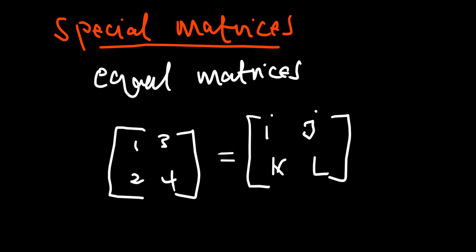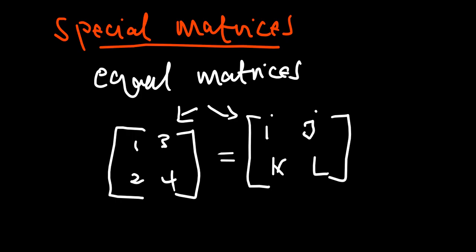By the nature that these two matrices are equal, it means they have the same entries and they are of the same order. So two things: they have to be of the same order and they have to contain the same entries.